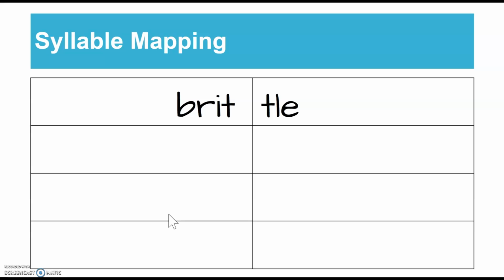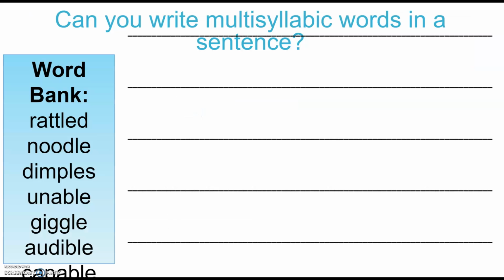The next word is noodle. What's the word? Let's tap out the syllables. We have noo, dle, noodle. In the first box, please put noo. In the second box, put dle. And when we put them together, we have noodle.